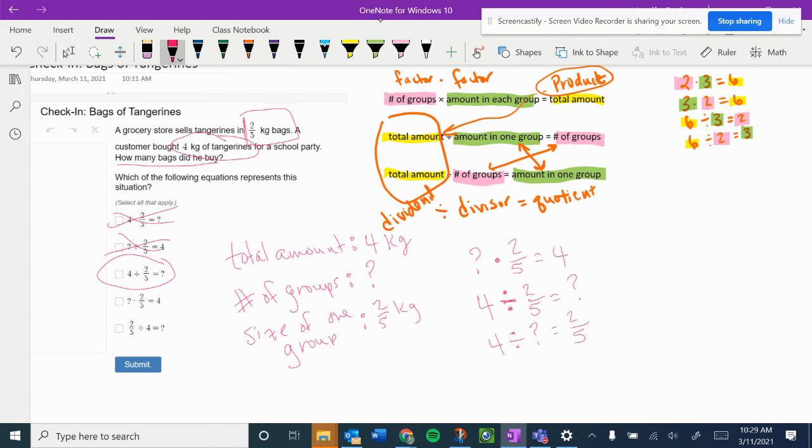Question mark times 2/5 equals 4. So I don't know how many bags, times 2/5 in one bag, equals 4 total kilograms. That one works. And then 2/5 divided by 4 would be saying, if I started off with 2/5 as my total amount and shared that equally with 4 people, for example, that does not match this situation. So that does not work.